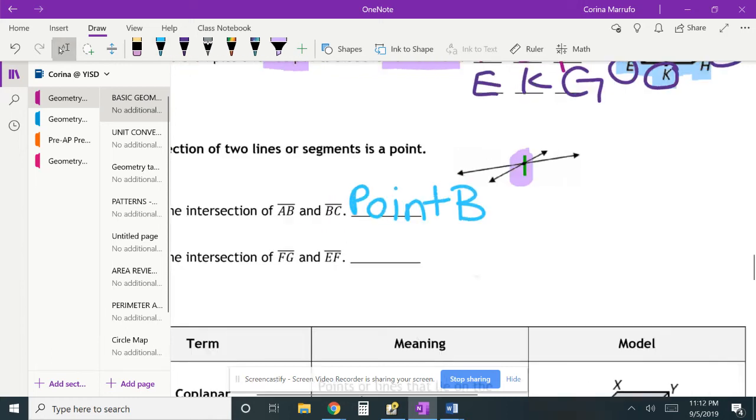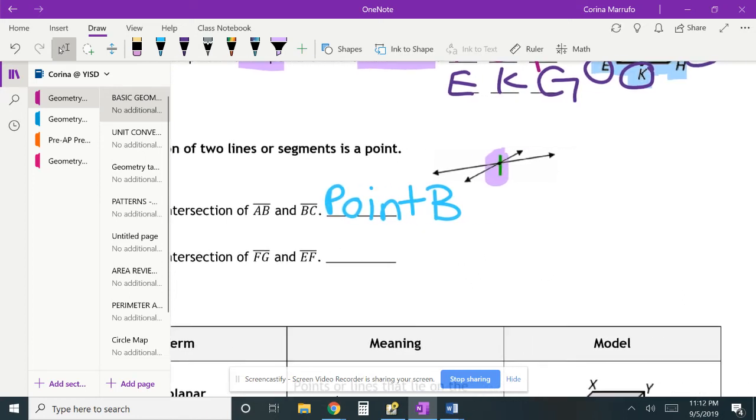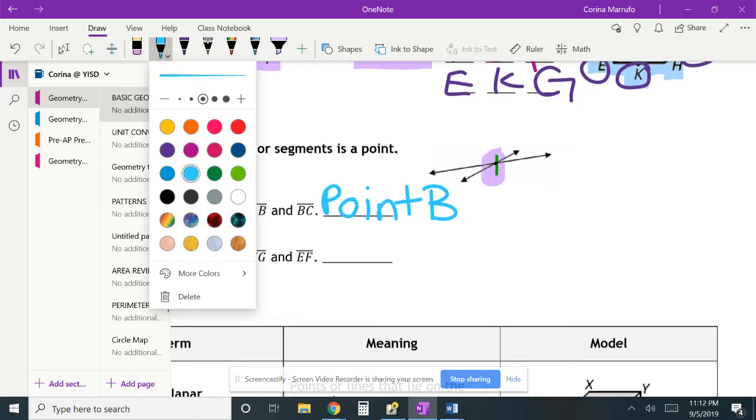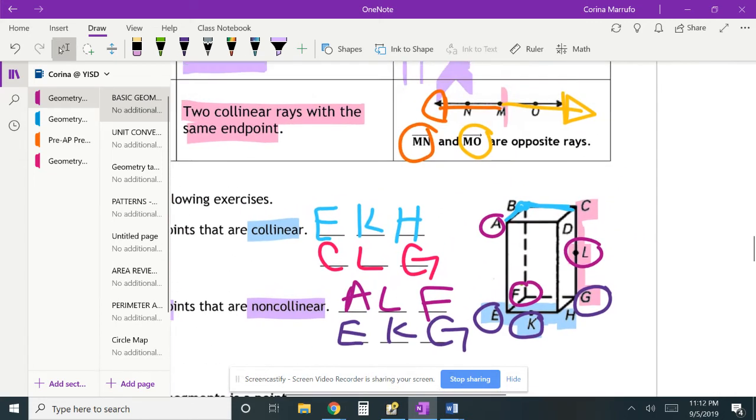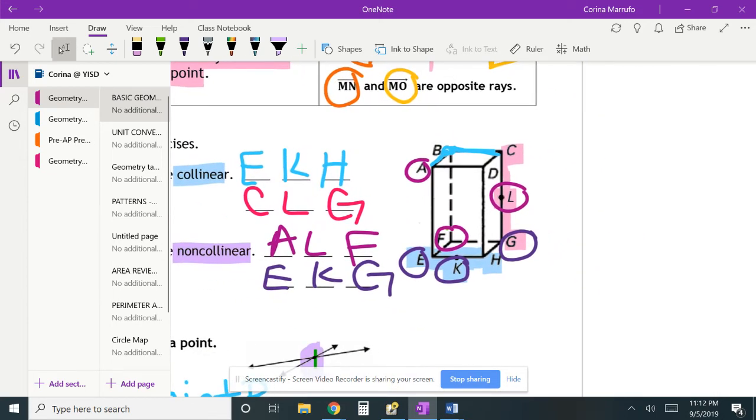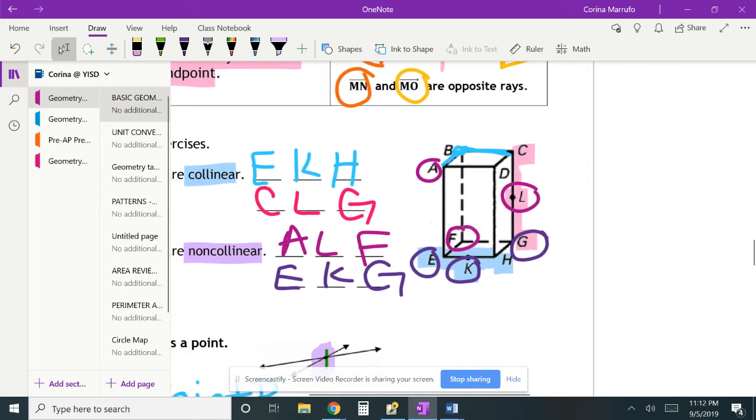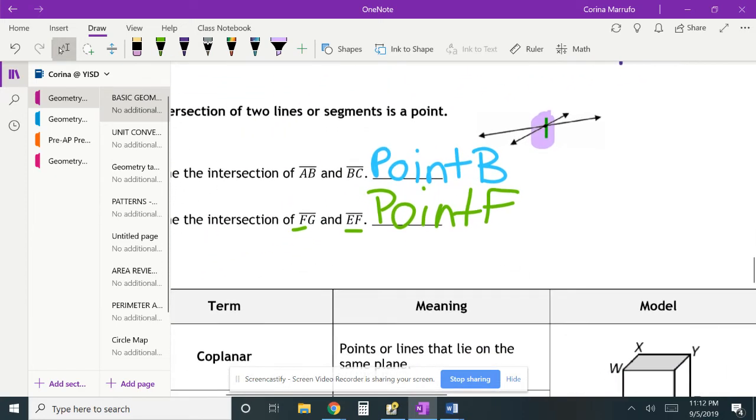On the next one, they want us to find the intersection of FG and EF. So if you notice, both of these have a letter in common, and the letter they have in common is F. So that's just a little hint of where the point of intersection is going to be, point F. But just to look at the picture, here is FG back here, and EF is right here, and their point of intersection would be at point F, which is what we got just from the information they gave us.